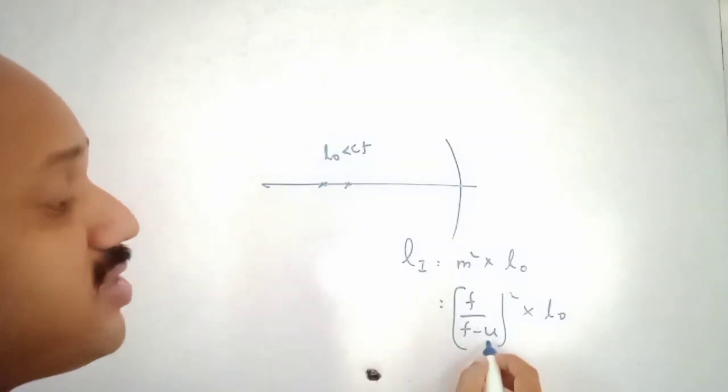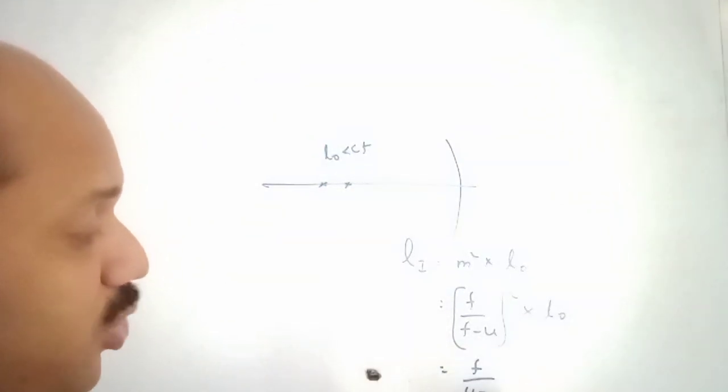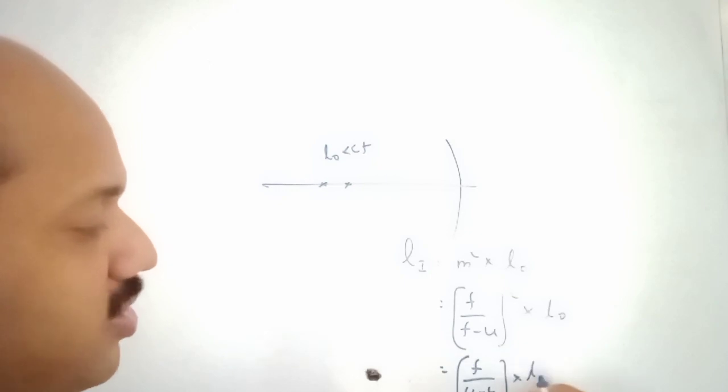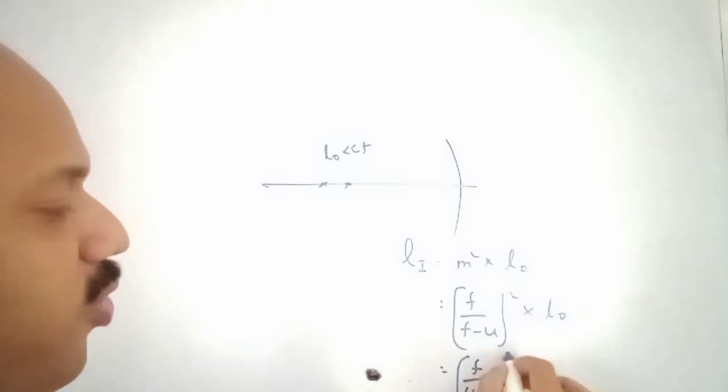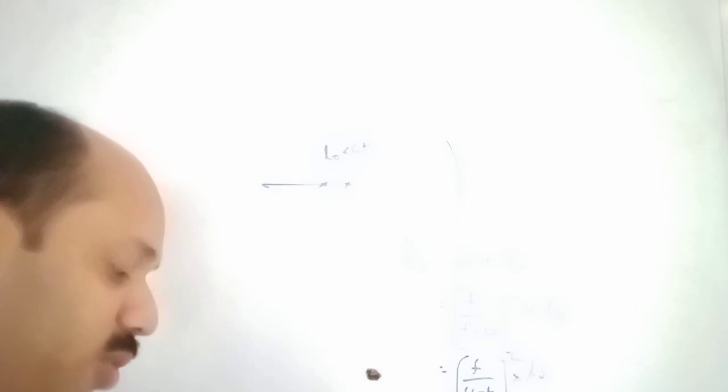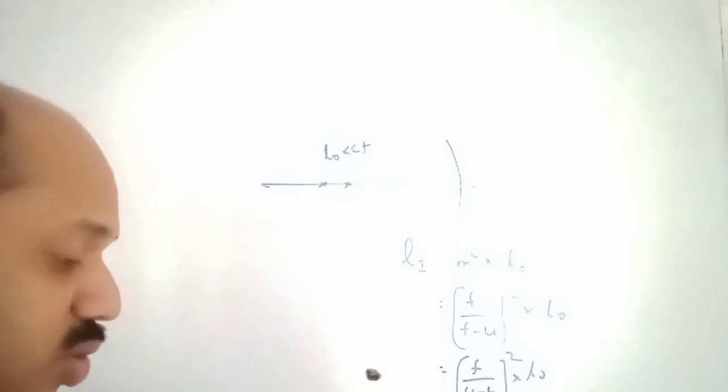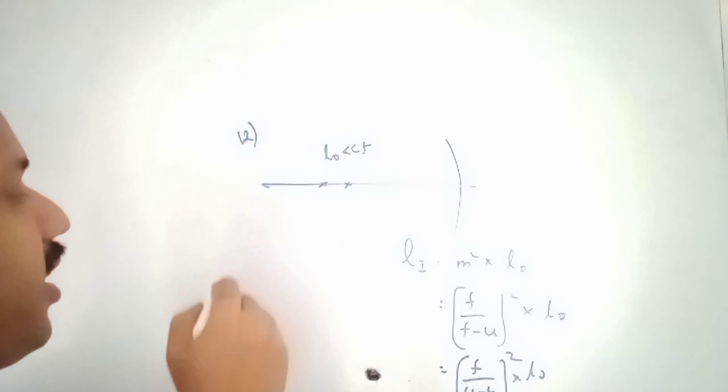The answer is what? Instead of (f minus u) whole squared, they give it like this: (u minus f) whole squared into LO, because (f minus u) whole squared and (u minus f) whole squared are the same. Therefore, the answer is 4. Now, next question. This is the 12th one. That's the 13th question.